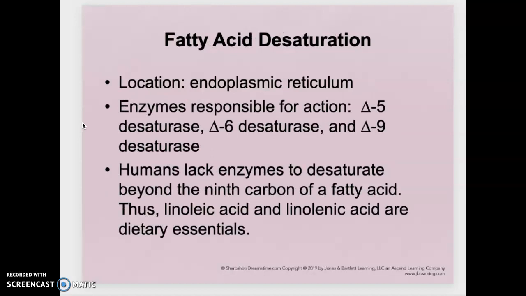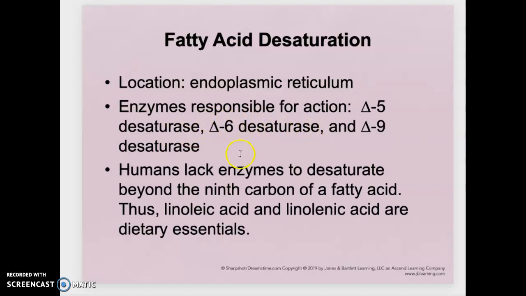Then we have fatty acid desaturation, which essentially helps make more double bonds, right? Our unsaturated fatty acids have at least one double bond. So with fatty acid desaturases, we can create more double bonds with longer fatty acid chains. If you'll see here, you have a delta 6 desaturase and a delta 9 desaturase. That just means that this specific enzyme works on that delta 6 carbon.